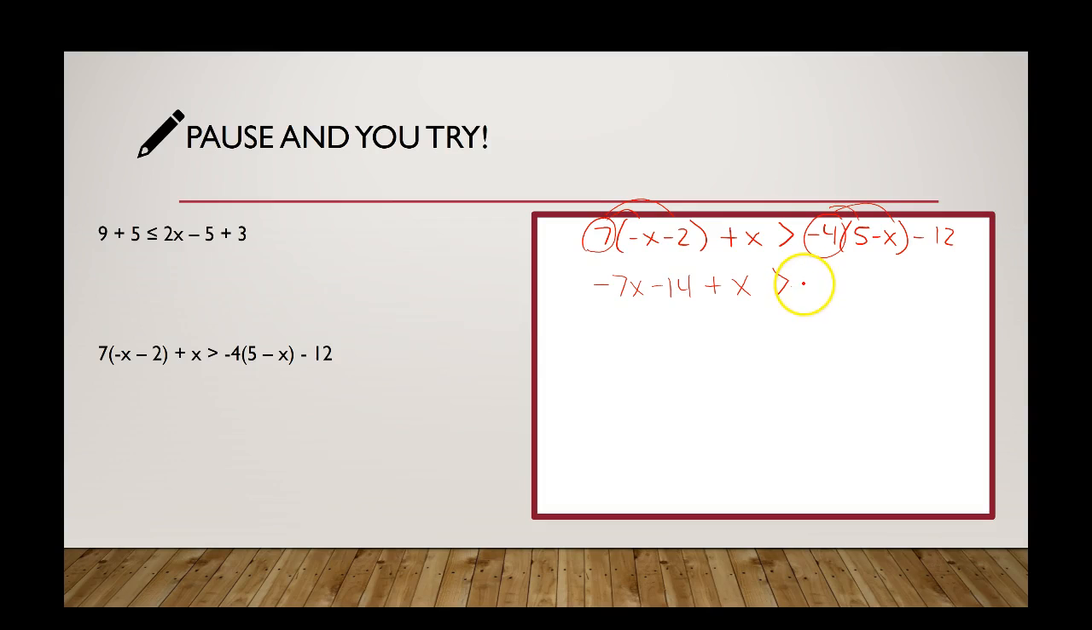Distribute on the other side, so that would have given you a negative 20. A negative 4 times a negative x gives you a positive 4x, so make sure you change that sign because a negative times a negative is positive. And then drop down the minus 12.